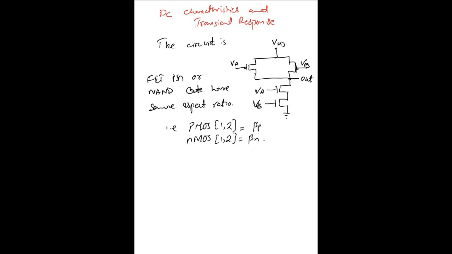If you see here in our circuit, we have these two FETs in parallel and we have these two FETs in series. So we have different types of behavior for series and parallel. So we can say that this behavior will be different than our inverter circuit.